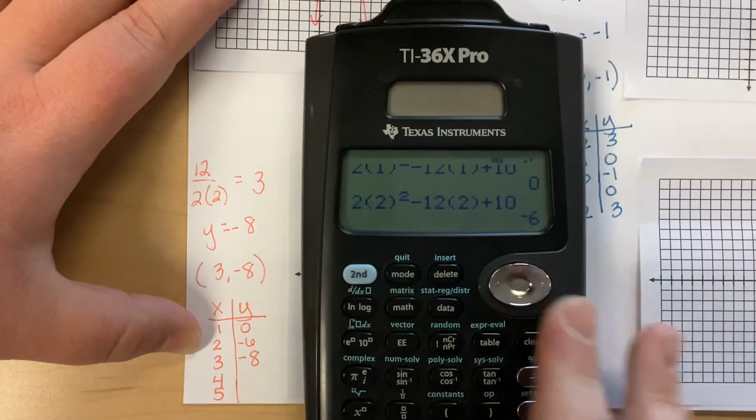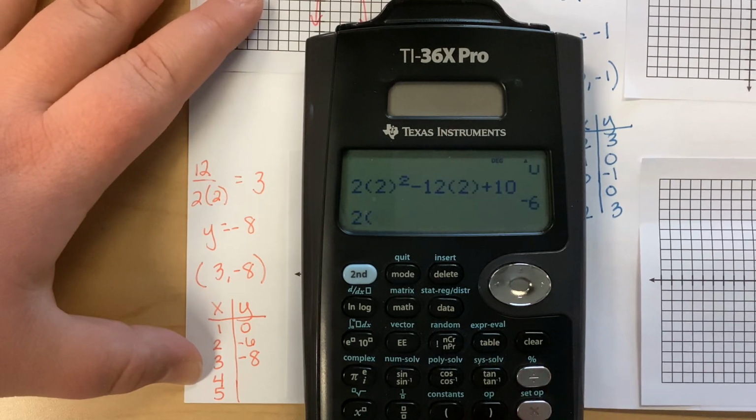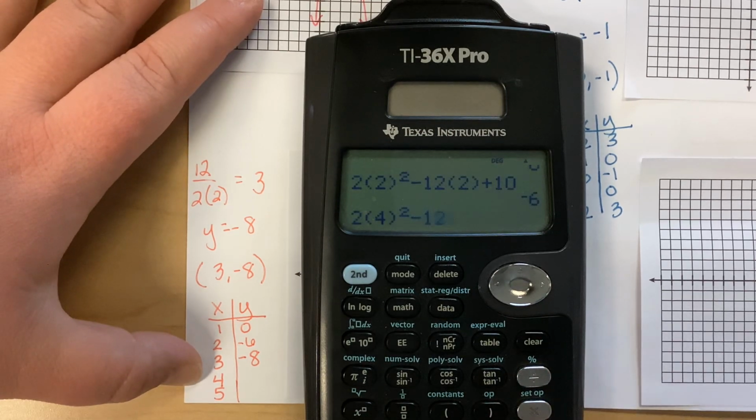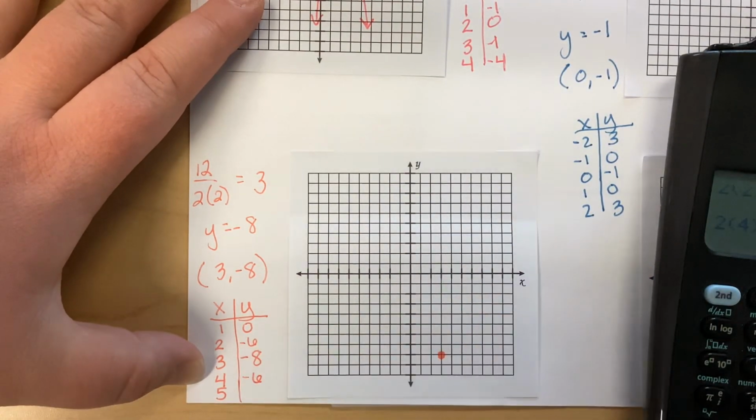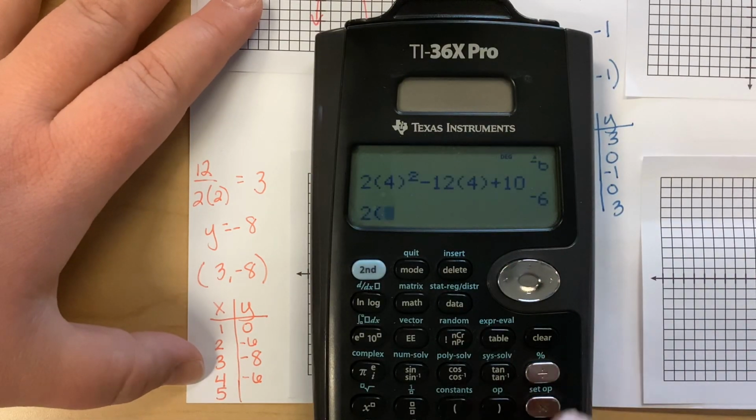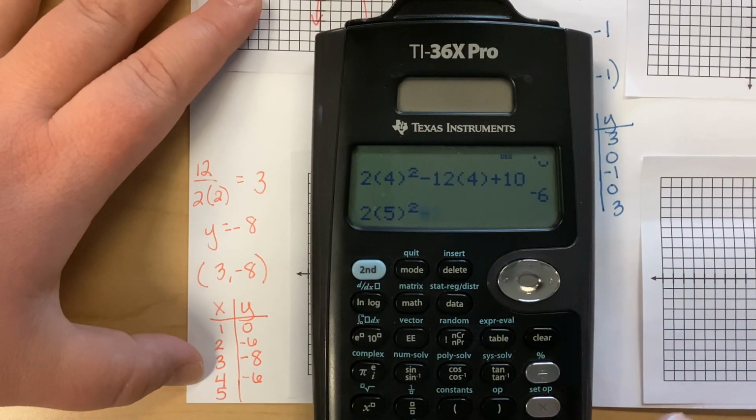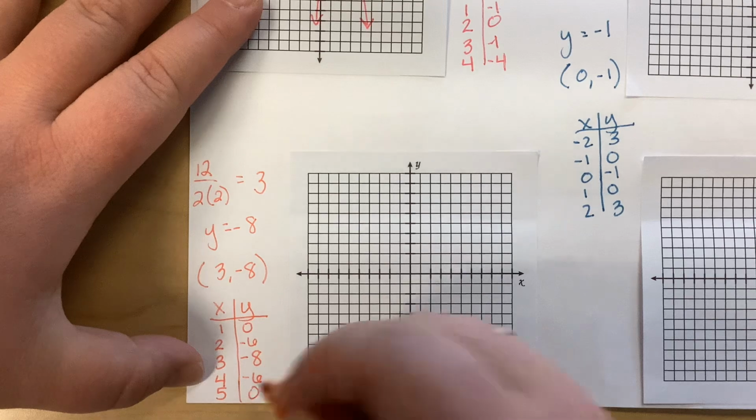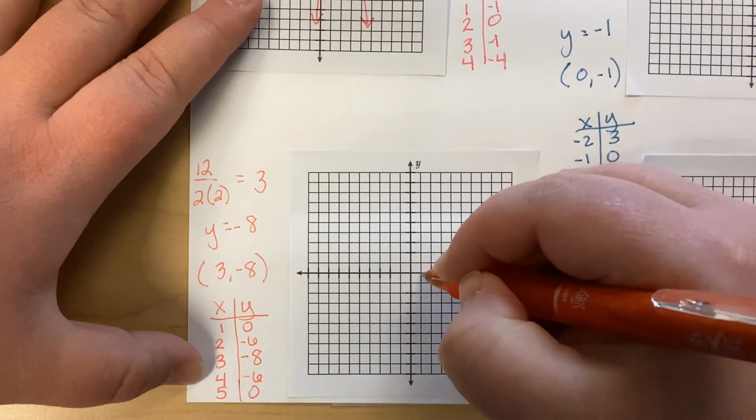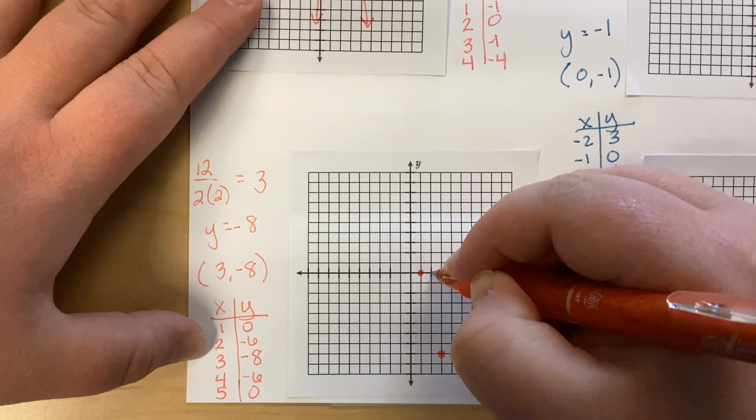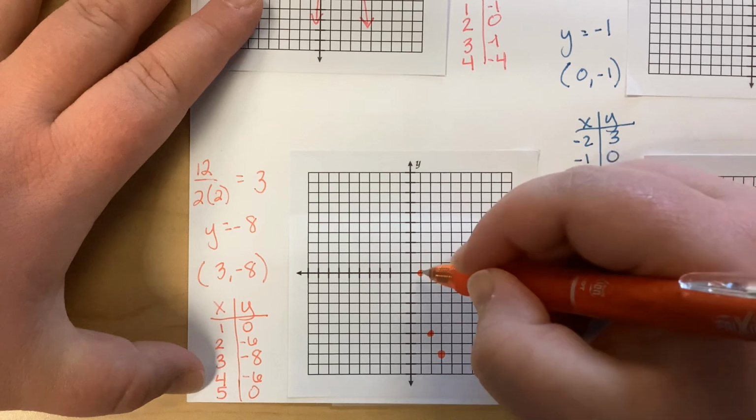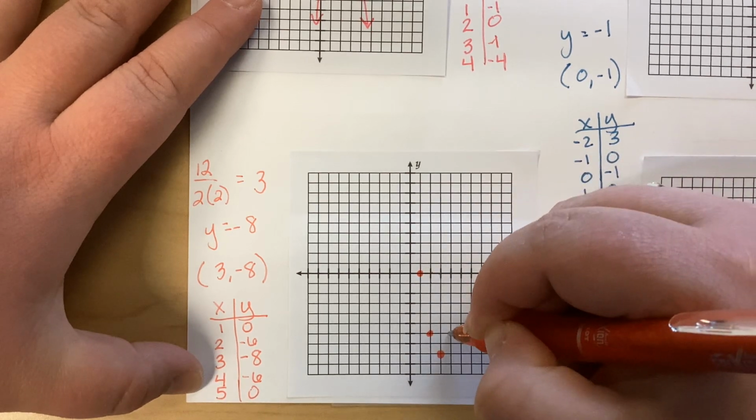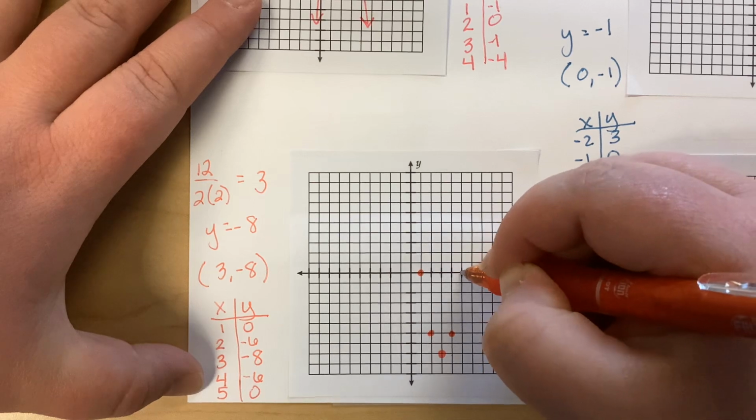And then it should start going the other way. 2 times 4 squared minus 12 times 4 plus 10 is negative 6. And I bet this last one is going to be 0. 2 times 5 squared minus 12 times 5 plus 10 is 0. All right, let's plot those points. 1, 0 is right here. 2, negative 6. 1, 2, 3, 4, 5, 6. Then we have 4, negative 6. 1, 2, 3, 4, negative 6. And then 5, 0 right there.